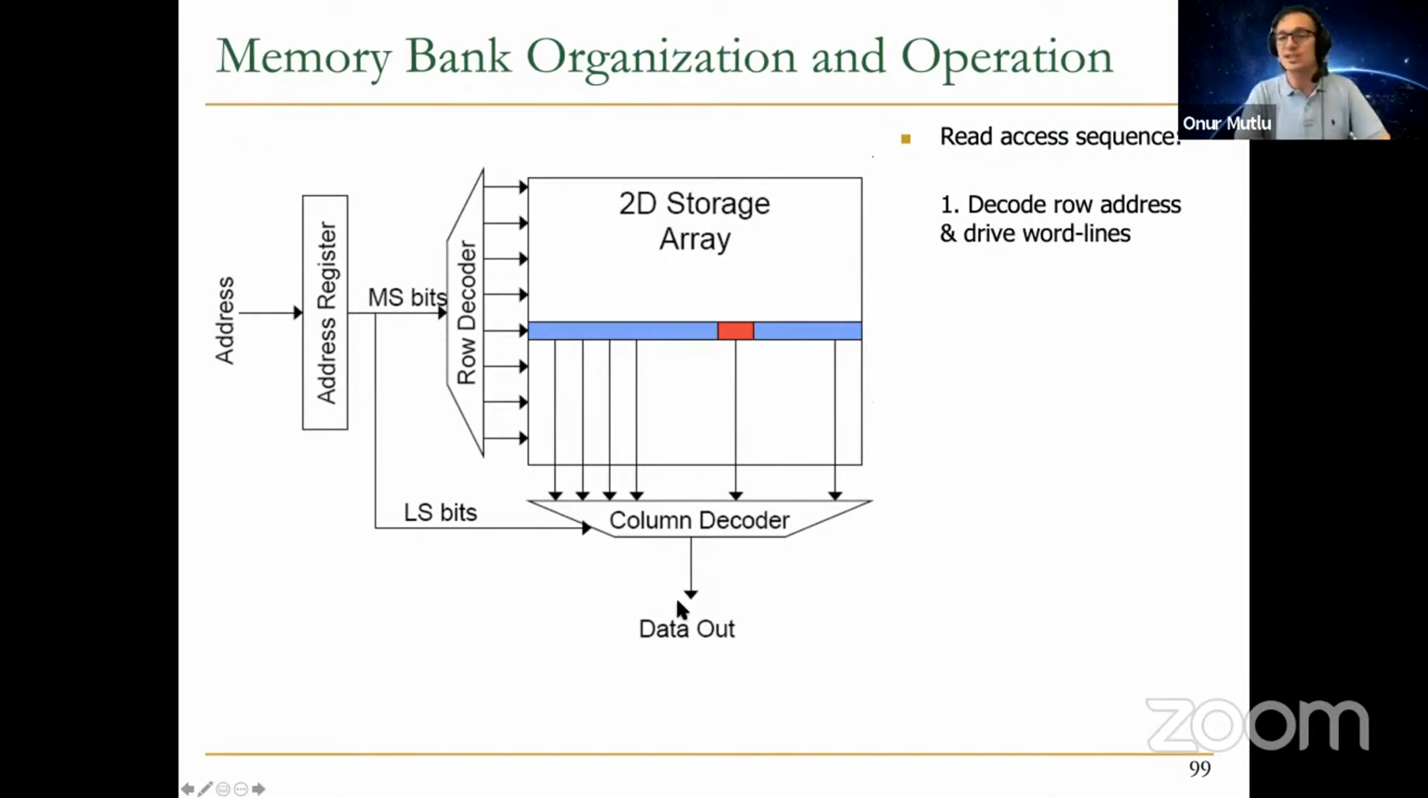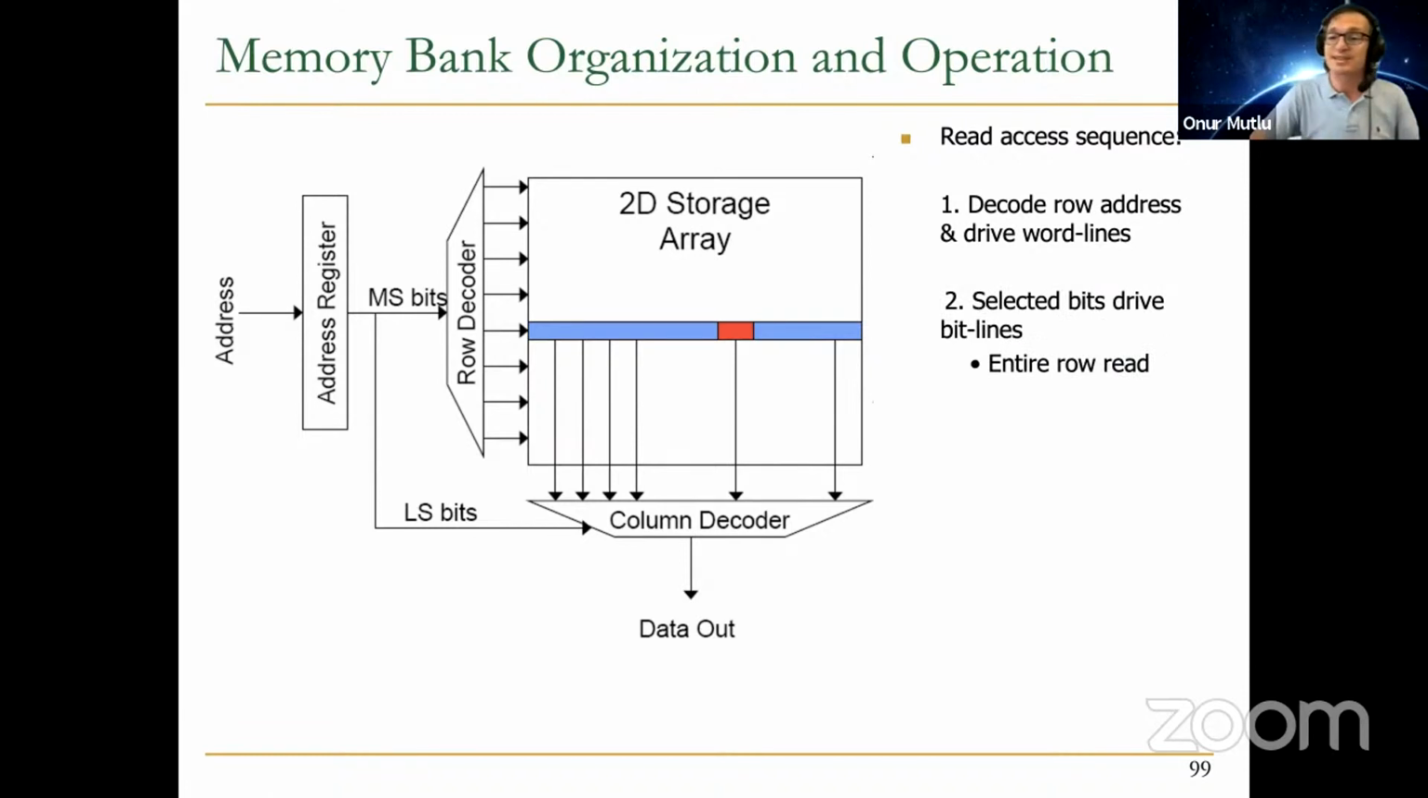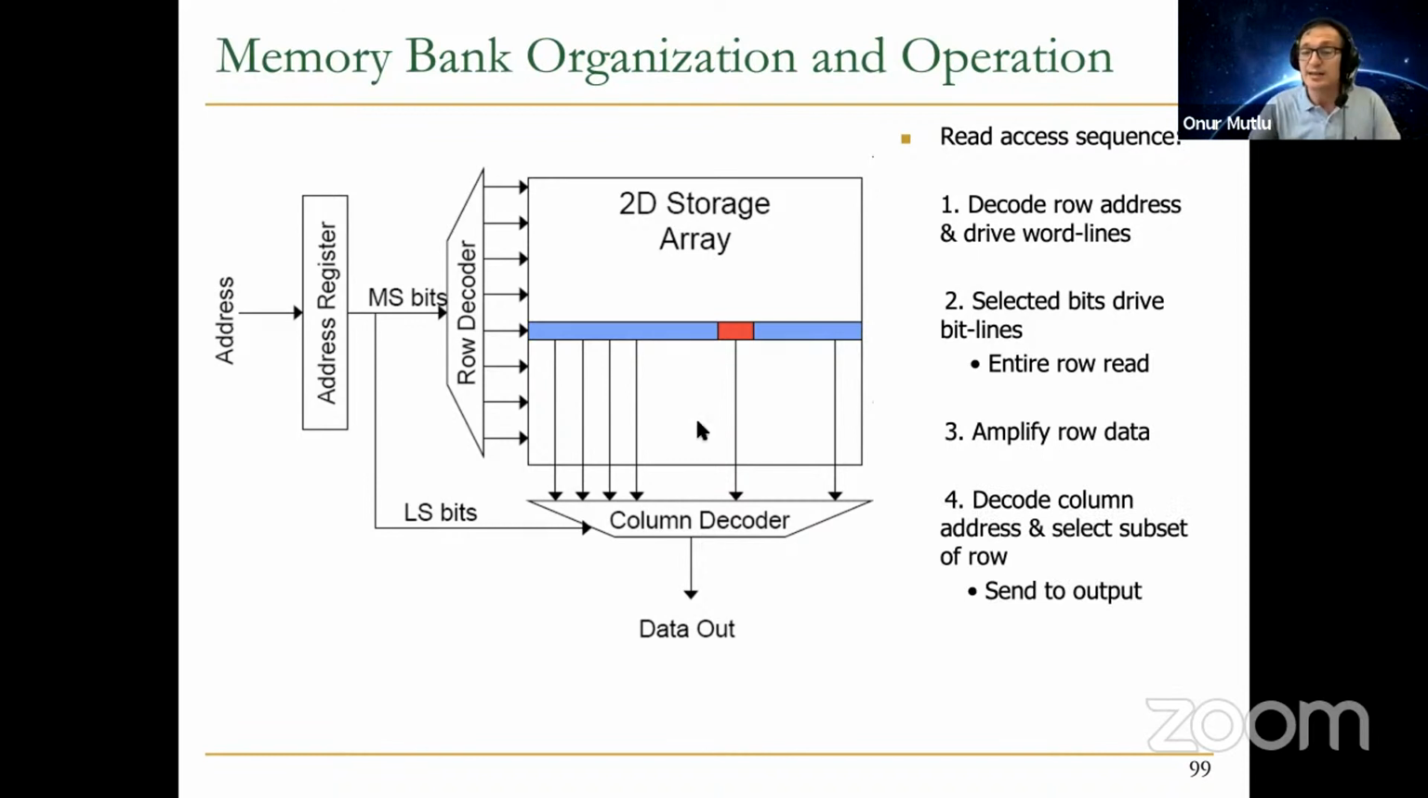So the read access sequence: you decode the row address and drive the word lines. The word line that you are really accessing using the address is activated. The selected bits drive the bit lines, so you do an entire row read. Then you amplify the row data so that you can sense the data inside. Each memory technology has different sensing mechanisms, as we discussed. Then the column decoder decodes the column address, these least significant bits, selects the sub-address of the row, and sends it to the output. It's very simple. Most memories look like this in the end.